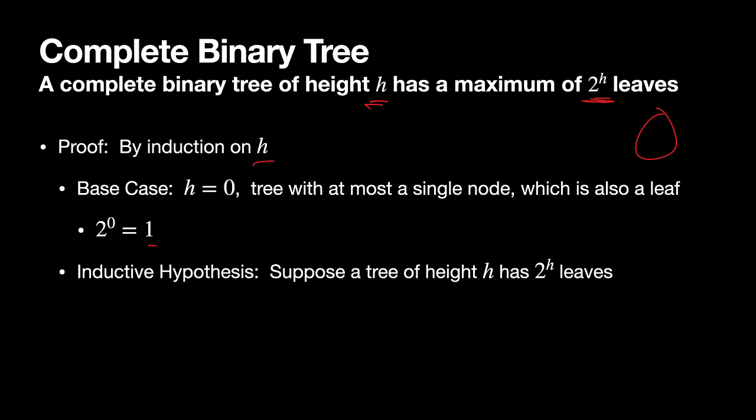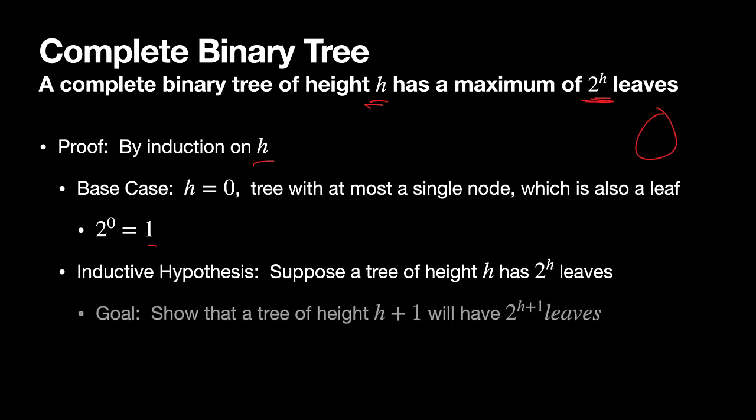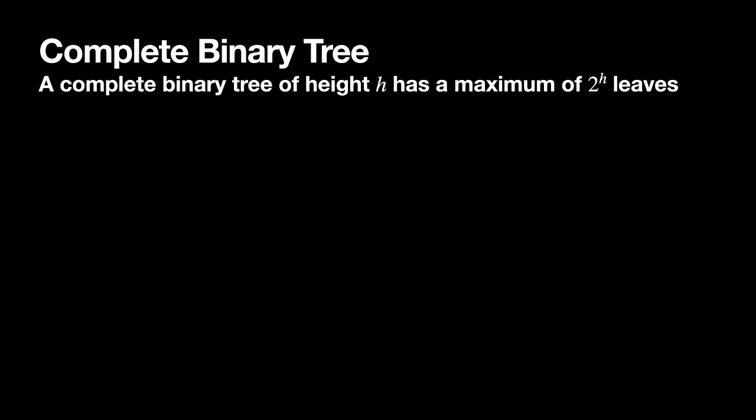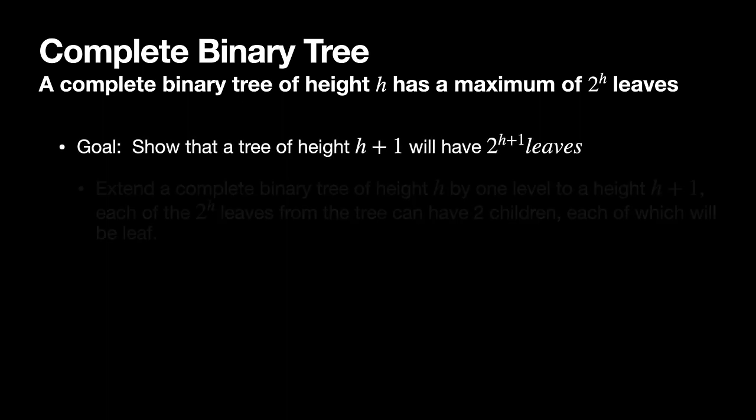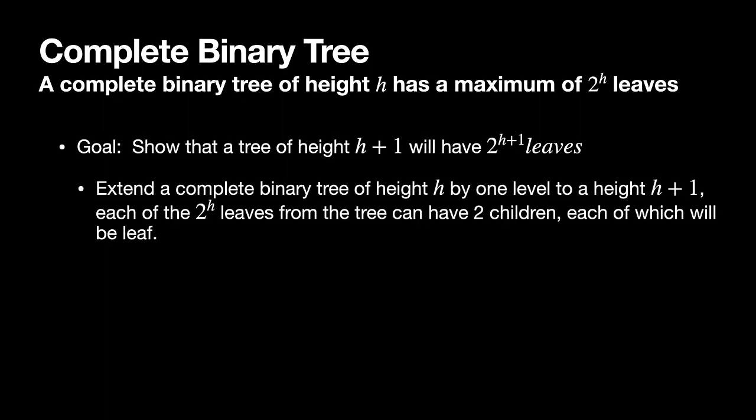Our inductive hypothesis will suppose that a tree has a height h and has 2 to the power of h leaves. So we're proving by induction. We're going to assume that what we're trying to prove is true. Our goal is to show that a tree that is 1 taller, height of h plus 1, has 2 to the h plus 1 leaves at max. Okay, so that's our goal. So we'll extend our complete binary tree of height h. Imagine that we've got our tree here, and I'm just going to draw it as a generic sort of triangle.